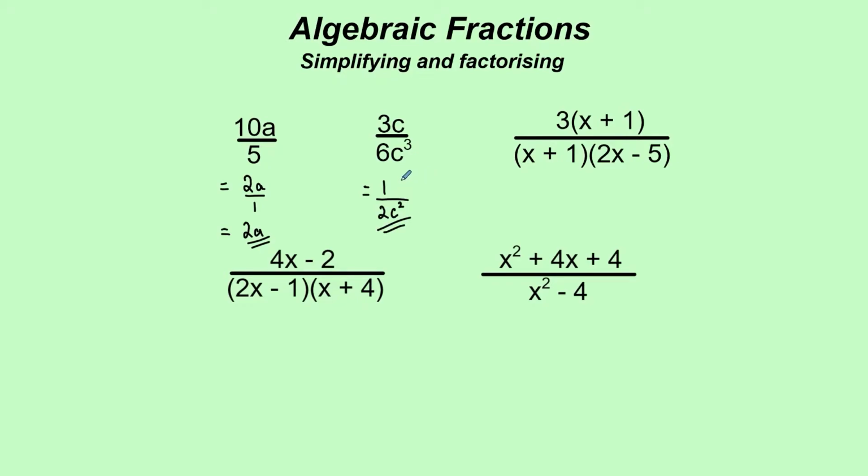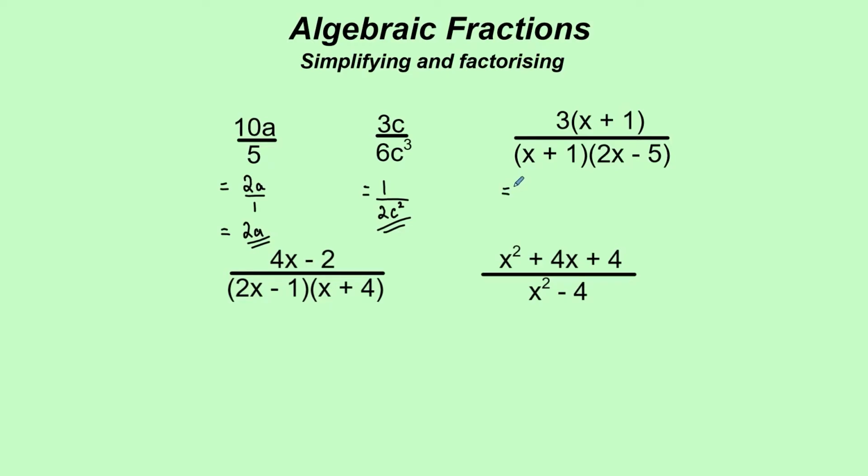Now, if the 1 is on the top, we can't leave that out. We have to have the 1 in the top line of the fraction, so 1 over 2c squared. If it was on the bottom, like we had in the first example, then we could leave it out and just have 2a.